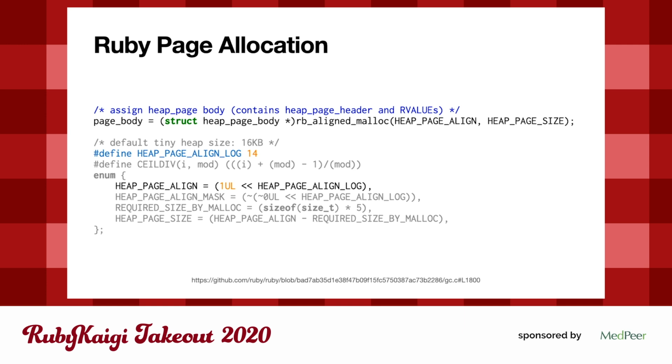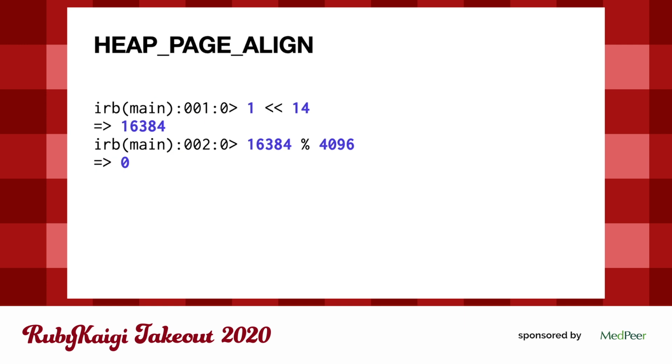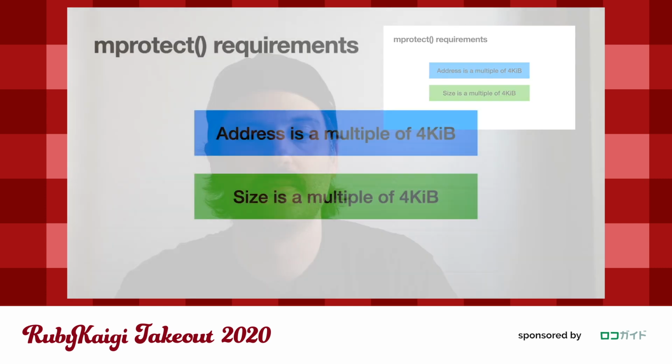This is the code in Ruby where object memory regions are allocated. The memory region address alignment is in the heap page align constant. The value of heap page align is 1 shifted left 14 bits. 1 shifted left 14 is 16,384, and 16,384 is a multiple of 4 kilobytes.